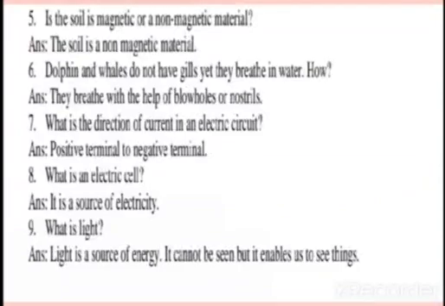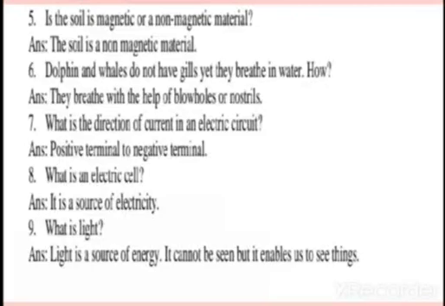Question number 5, is soil a magnetic or non-magnetic material? You know that magnetic material is attracted towards a magnet, and non-magnetic material is not attracted towards a magnet. So what do you say, is soil magnetic or non-magnetic? Yes, your answer is that soil is a non-magnetic material.